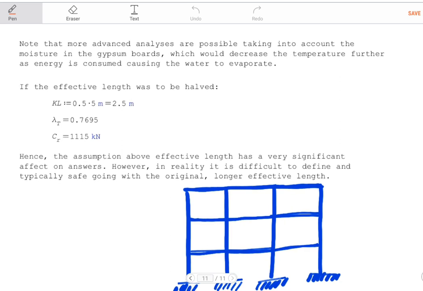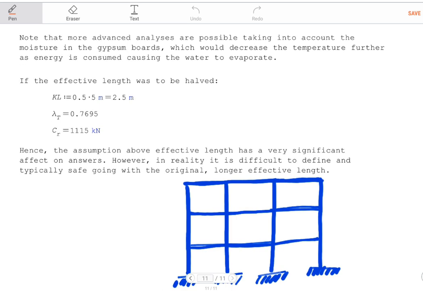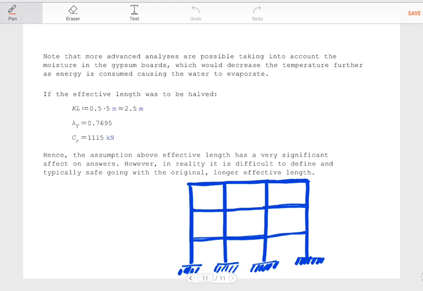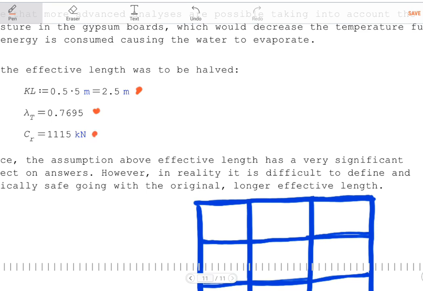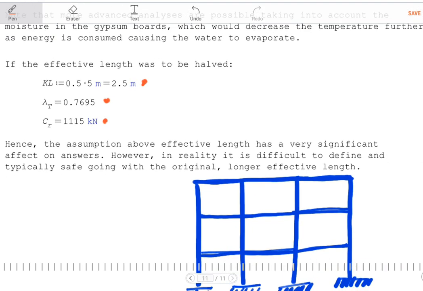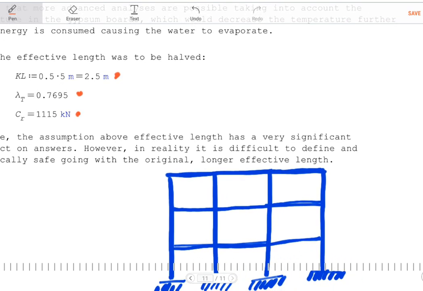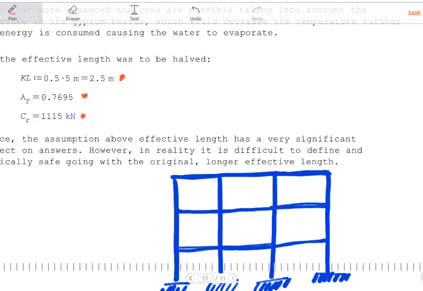First, as a comment, note that more advanced analyses are possible, taking into account the moisture in the gypsum board, which would decrease the temperature further as energy is consumed, causing the water to evaporate. We haven't done that. We've used the simpler guidelines. But if the effective length was to be halved, our effective length would now become 2.5. Our non-dimensional slenderness would change, and our compressive resistance would change. Suddenly, we've got a compressive resistance higher than even at ambient temperature. Hence, the assumption above about effective length has a very significant effect on answers.